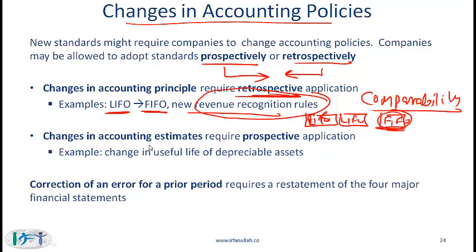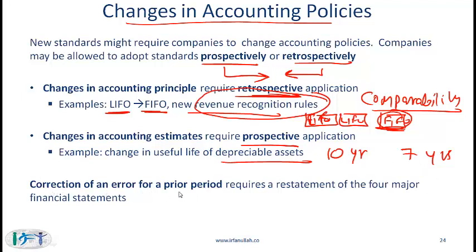Changes in accounting estimates require prospective application. So this means that we only need to worry about the current financial reports and the reports moving forward. If we change the useful life of depreciable assets, earlier we had estimated that the depreciable life is 10 years, and now we re-estimate the life to be down to 7 years. This only requires us to make changes to accounting reports, financial statements moving forward.